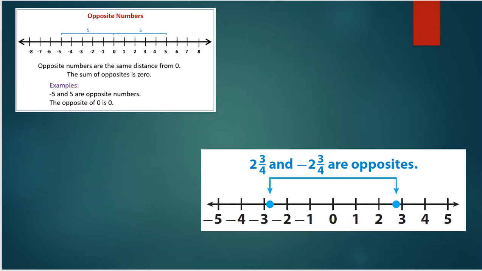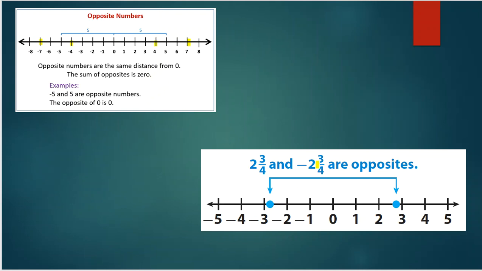So when we talk about opposites, opposite numbers are the same distance from zero. The sum of opposites is zero. So examples would be -5 and 5. Those are opposite numbers. And then the opposite of 0 is 0. So if I ask you what the opposite of 3 is, you would tell me -3. If I ask you what the opposite of 7 is, the opposite of 7 would be -7. If I ask you what the opposite of -4 is, you would say 4. Okay, so opposite numbers are the same distance from 0.